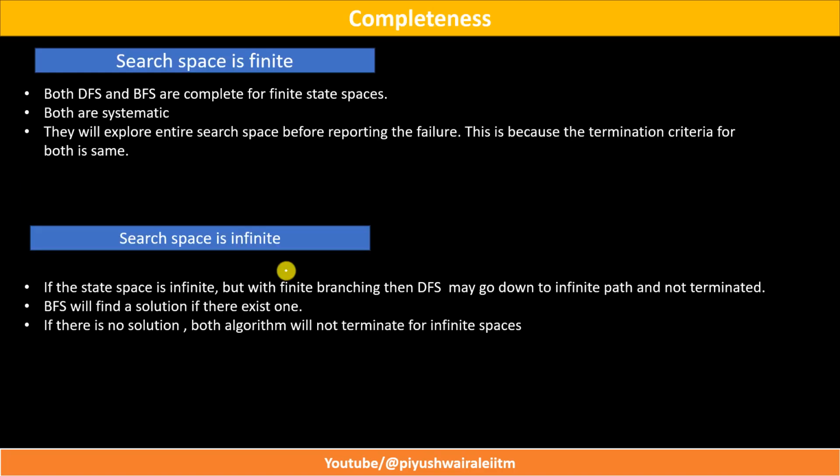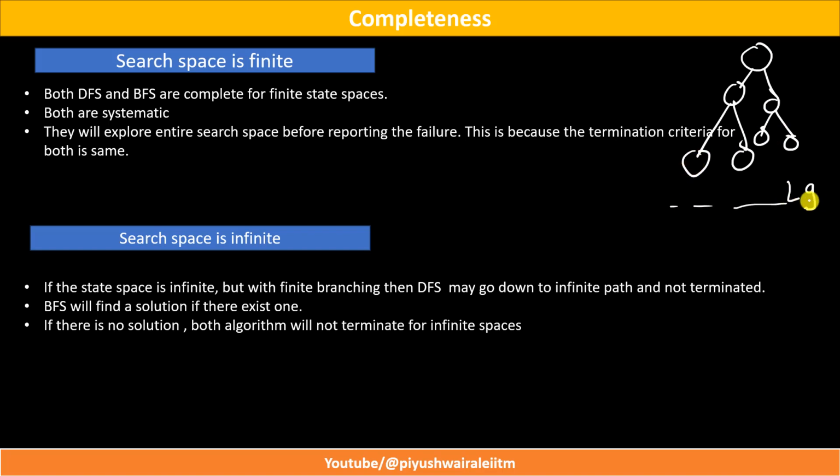Now let's talk about completeness first. There are two cases. The first one is when the search space is finite. Say for example, we have this kind of tree, right? We have just a tree here like this. Suppose this is level 2 till, say, level 9. Now we have a fixed number of levels here, right? That is a finite state space in the particular tree, right?